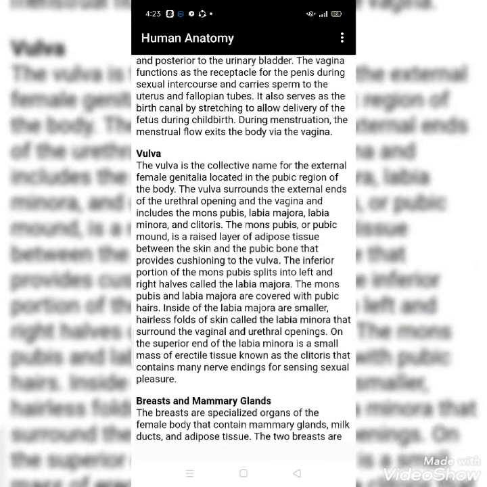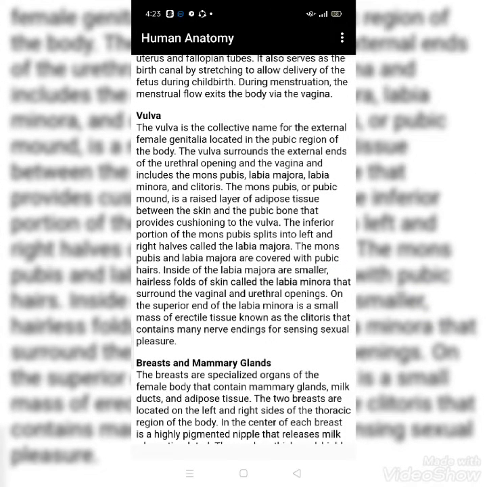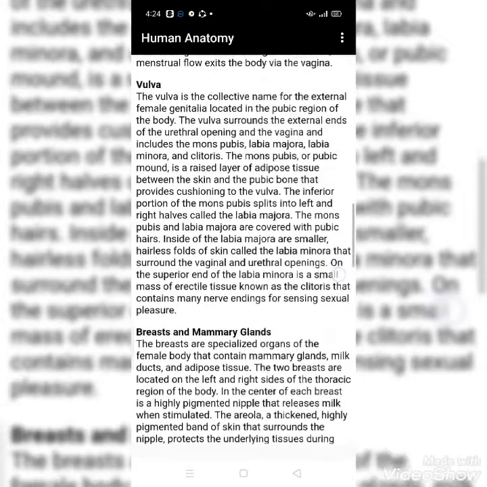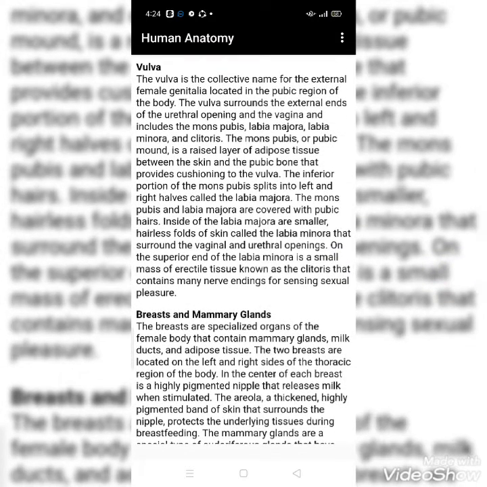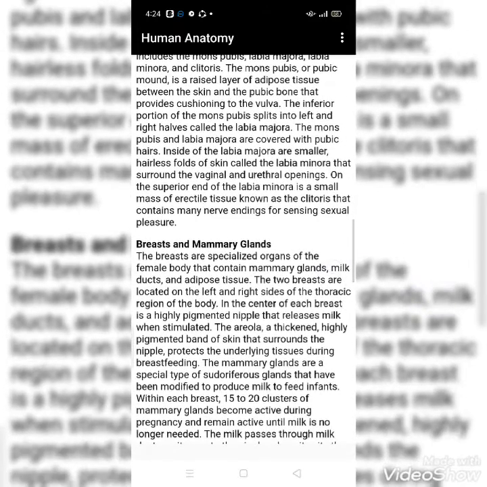The inferior portion of the mons pubis splits into left and right halves called the labia majora. The mons pubis and labia majora are covered with pubic hair. Inside the labia majora are smaller, hairless folds of skin called the labia minora that surround the vagina and the vaginal and urethral openings. On the superior end of the labia minora is a small mass of erectile tissue known as the clitoris, which contains many nerve endings for sensing sexual pleasure.